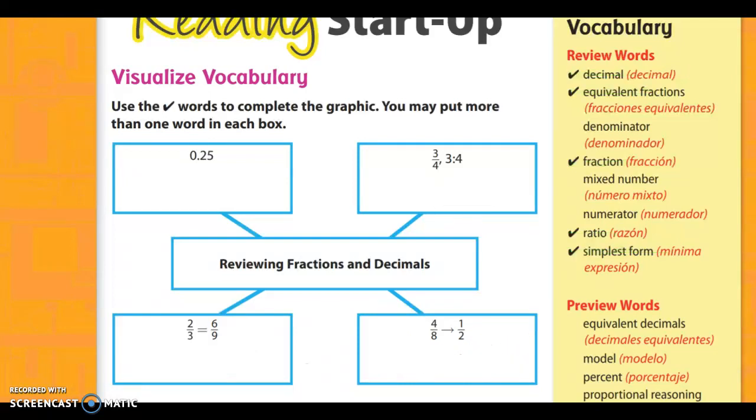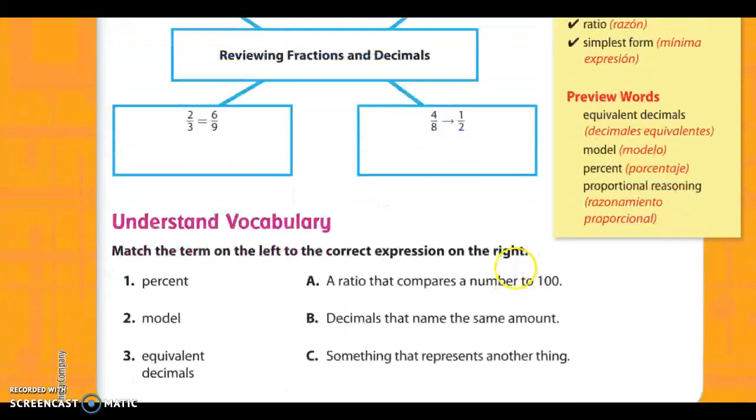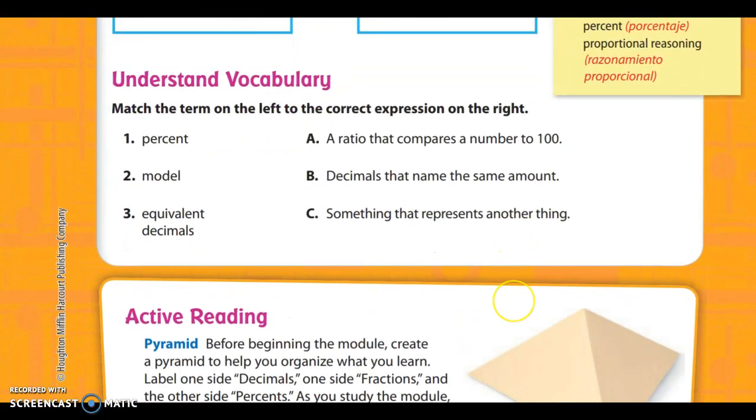Okay, let's check out the vocabulary at the bottom of the page. It says match the term on the left to the correct expression on the right. First term is percent, the second term is model, and the third term is equivalent decimals. And your options are a ratio that compares a number to 100, decimals that name the same amount, and something that represents another thing. I would match it this way.